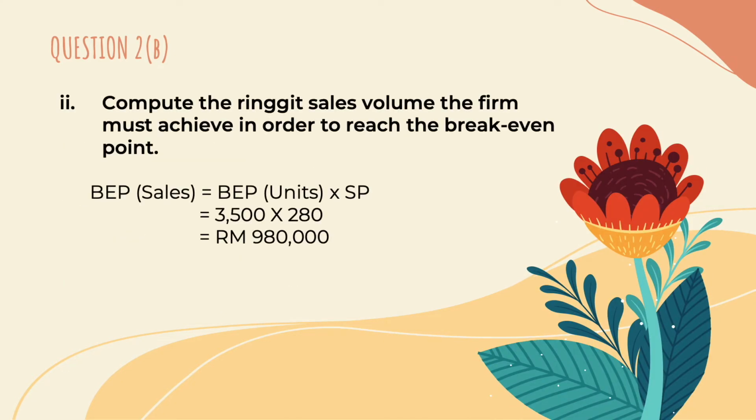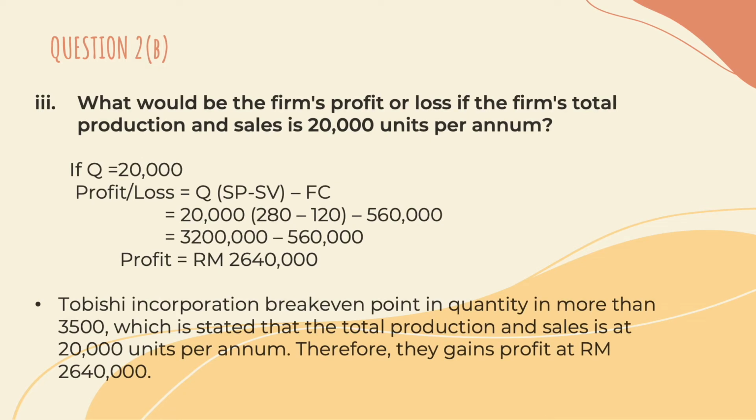B2. Use the formula BEP sales equal BEP units multiply selling price, key in the numbers and you will get RM 980,000. B3. The profit or loss formula is Q(SP minus VC) minus FC. Then key in the numbers and you will get a profit of 2,640,000 ringgit. Tobishi Incorporation's break-even point in quantity is 3,500, and the total production and sales is 20,000 units per annum. Therefore, they gain a profit of 2,640,000 ringgit.